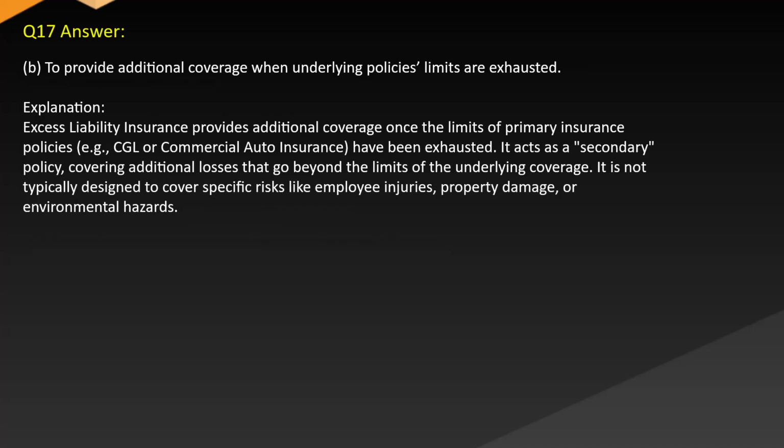Answer: B. To provide additional coverage when underlying policies' limits are exhausted. Explanation: excess liability insurance provides additional coverage once the limits of primary insurance policies, e.g., CGL or commercial auto insurance, have been exhausted. It acts as a secondary policy covering additional losses that go beyond the limits of the underlying coverage. It is not typically designed to cover specific risks like employee injuries, property damage, or environmental hazards.